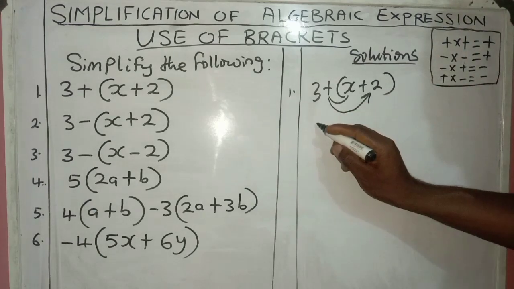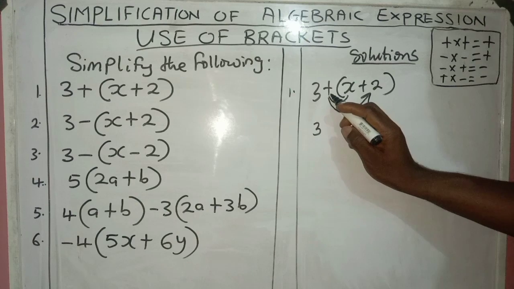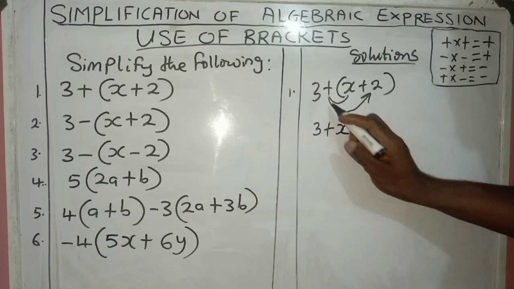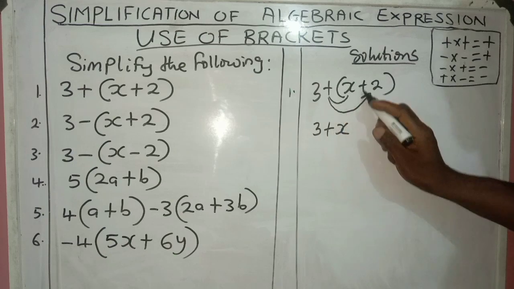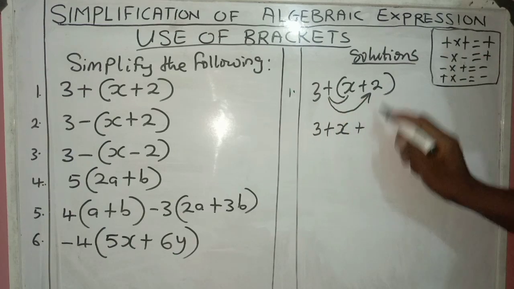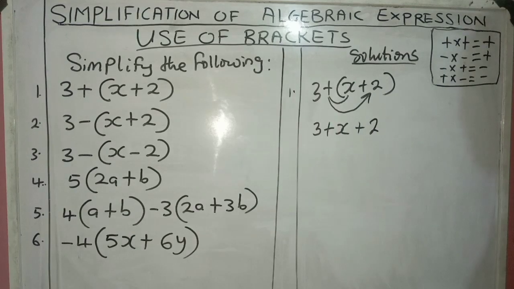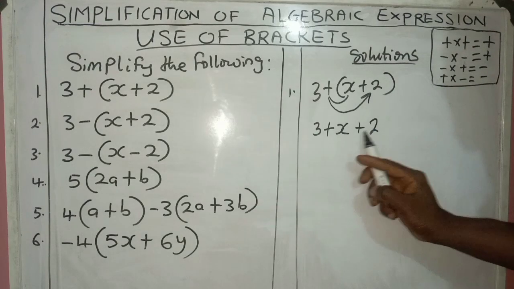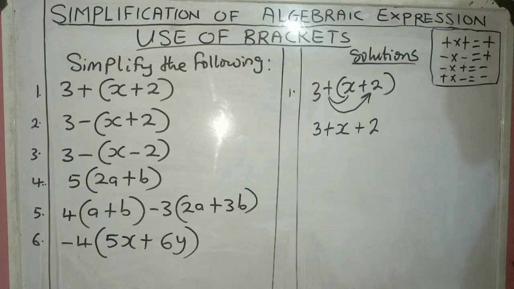So first of all, we have to write 3. Then plus times x will give us plus x. Then plus times plus will still give us plus, as you can see from here. Then that is the plus what? 2, because that's the number we have here. So you can see we have opened the bracket. What is left for us to do is to simplify. Simplifying means that we have to collect like terms. Those things that are the same or that look alike, we bring them together.